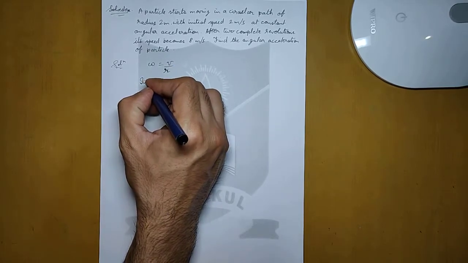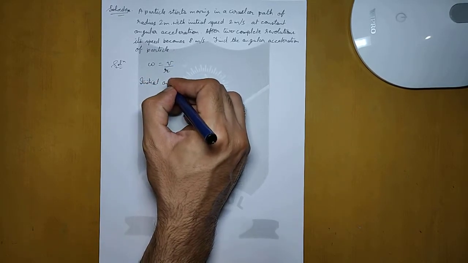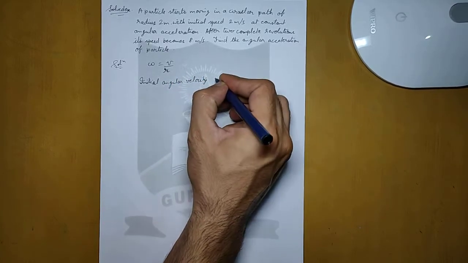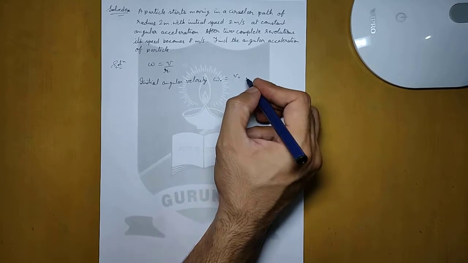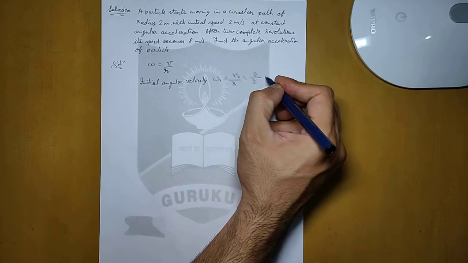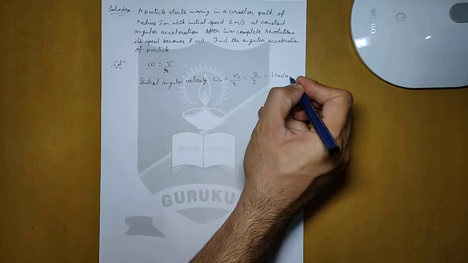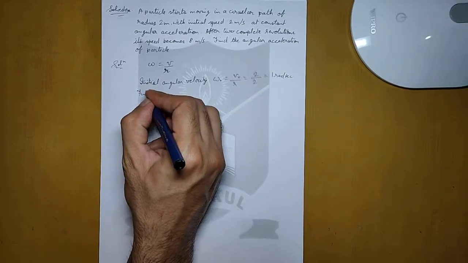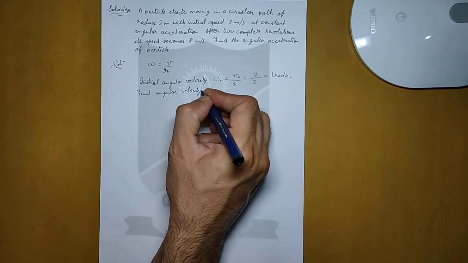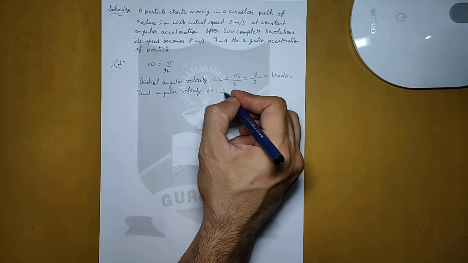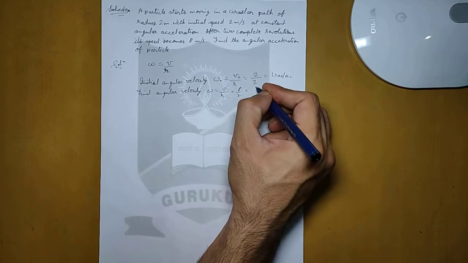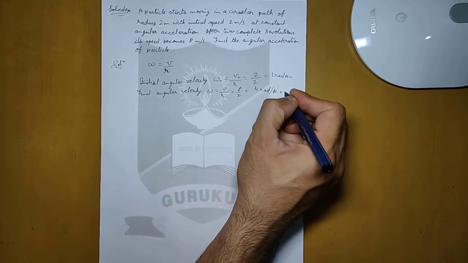So if we need to find out the initial angular velocity, say omega naught, then it will be equal to initial velocity upon radius. Initial velocity is 2 meter per second, so it will be 2 upon 2, so 1 radian per second. Similarly, we can find the final angular velocity omega, which will be equal to final velocity upon r. Final velocity is 8, so it will be 8 by 2, so it will be 4 radians per second.